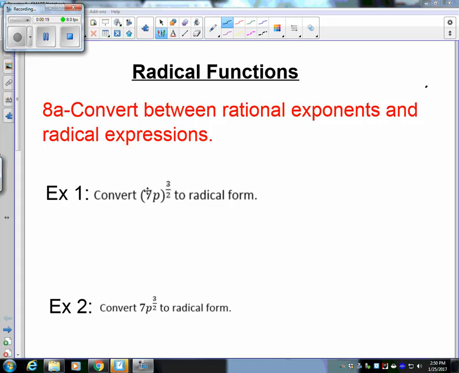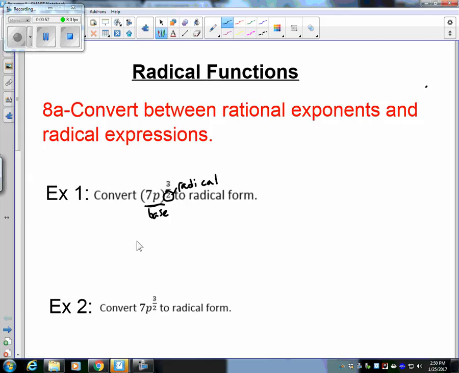So the first one, we're converting 7p raised to the 3 over 2 to radical form. Radical form, these are square roots, cube roots, that's radical. So 7p is your base, and whatever the base of the exponent is, that is what's going to go inside of the radical. So 7p is going to be inside the radical. Now the denominator, this is the radical that you're going to have. So it's a denominator of 2.